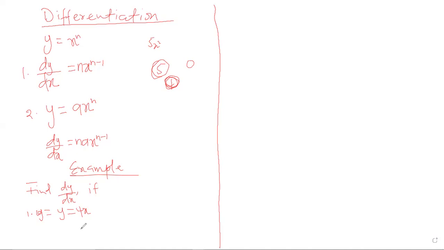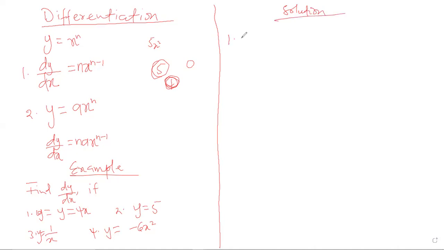Then we have 2, y is equal to 5. Then let's say 3, we have y is equal to 1 over x. Then 4, we have y is equal to minus 6x squared. So let's solve them.